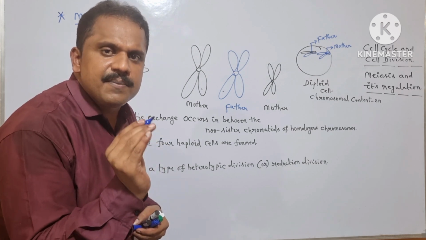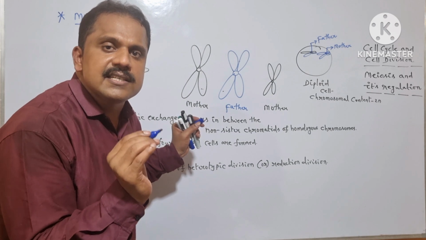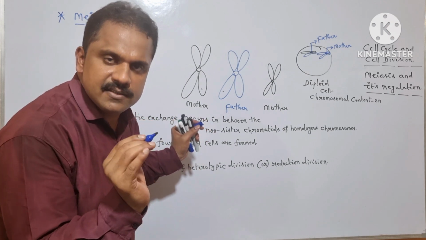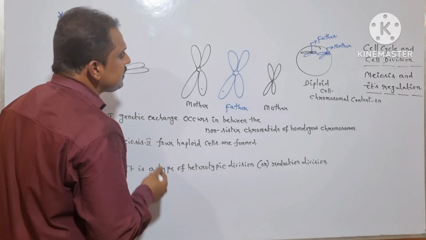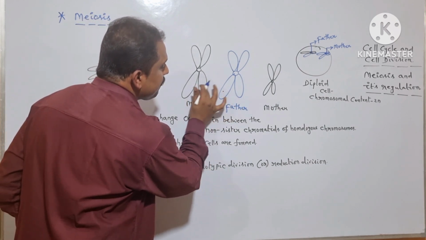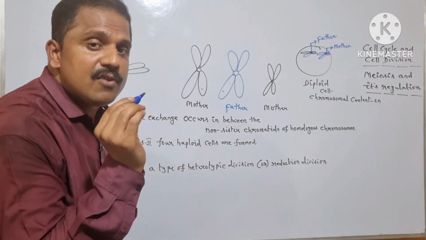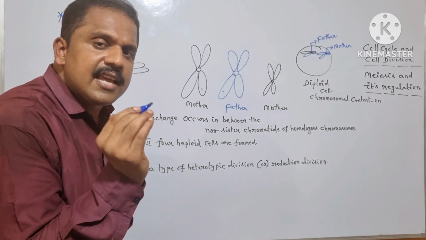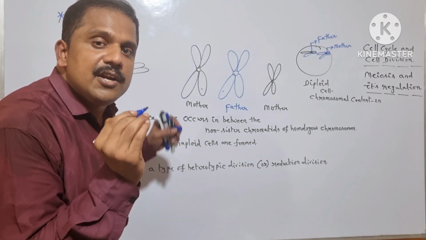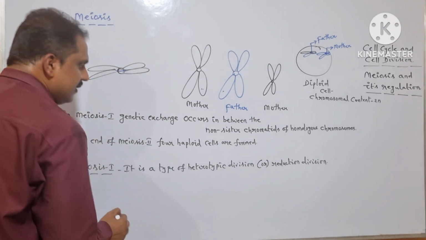And instead of the separation of the sister chromatids, in meiosis 1, segregation of homologous chromosomes takes place. That means the homologous chromosomes, between whose non-sister chromatids the genetic exchange has taken place, are capable of undergoing segregation or separation during meiosis 1. Is it clear? So let me write it here.